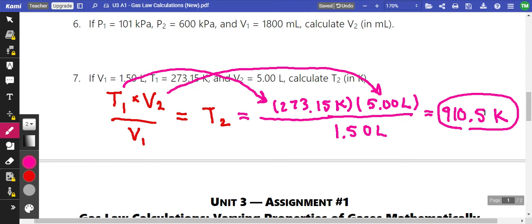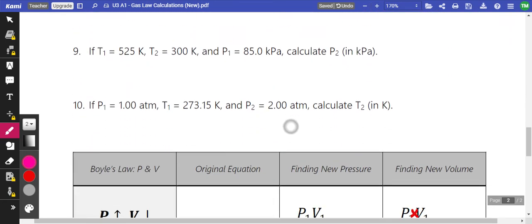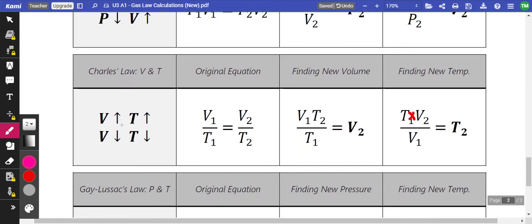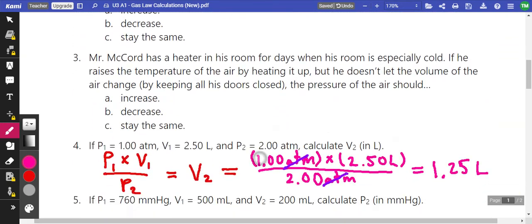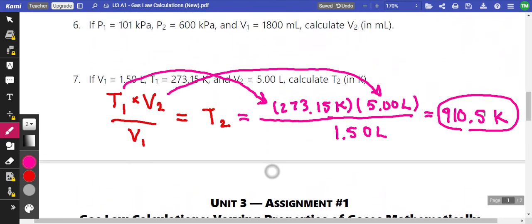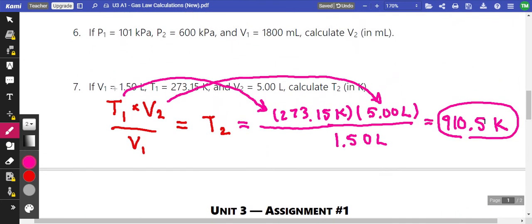Now, I can check my answer a little bit. Charles' law says that volume and temperature should follow each other. If one of them increases, the other increases. If one decreases, the other decreases. So let's see if that checks out. My V1 went from 1.5 to 5. My volume increased. My temperature went from 273.15 to 910.5. It also increased, which makes sense. If I got a smaller number, I would have a cause for concern, and I would want to check my math.